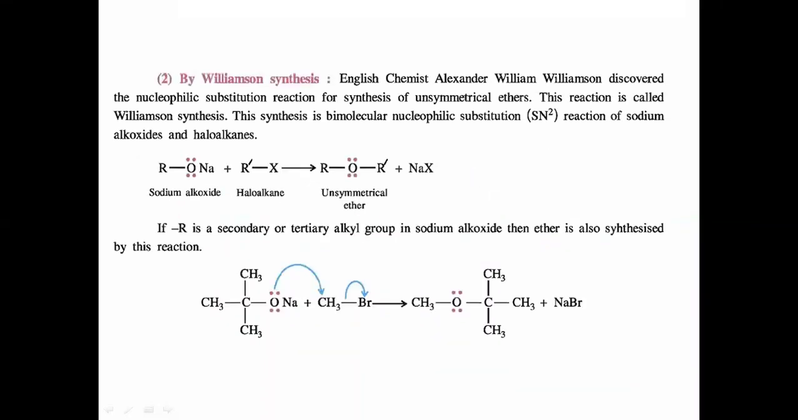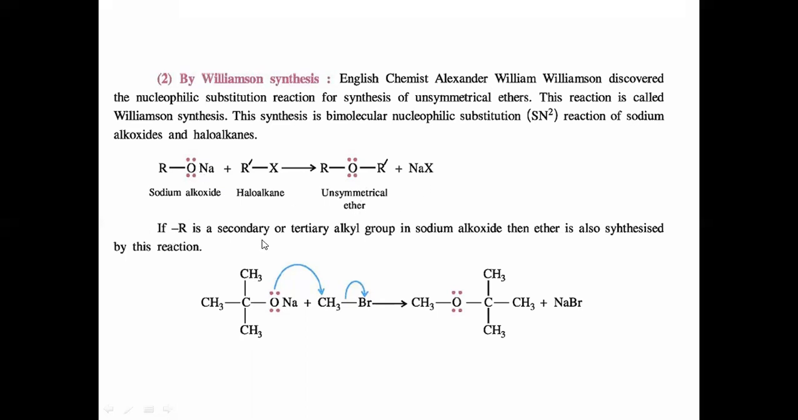Williamson synthesis: English chemist Alexander Williamson discovered the nucleophilic substitution reaction for the synthesis of unsymmetrical ethers. This reaction is called Williamson synthesis, and this equation is very famous, in the form of a substitution reaction. Here sodium alkoxide, RONa, reacts with a haloalkane R'X to form an unsymmetrical ether, ROR', plus NaX.